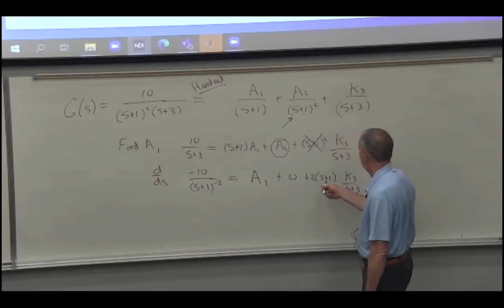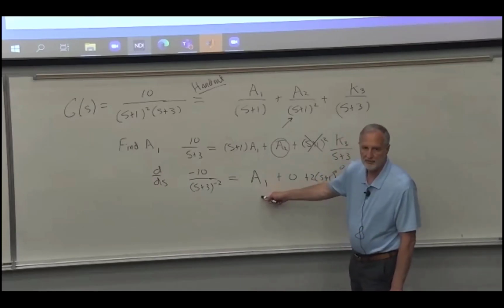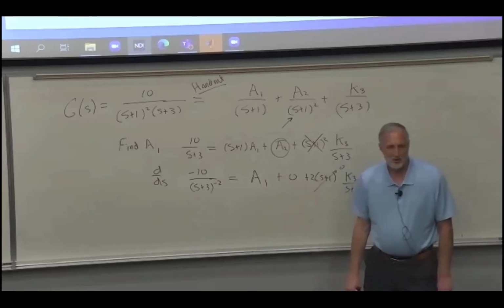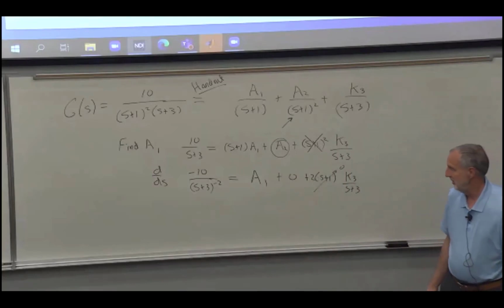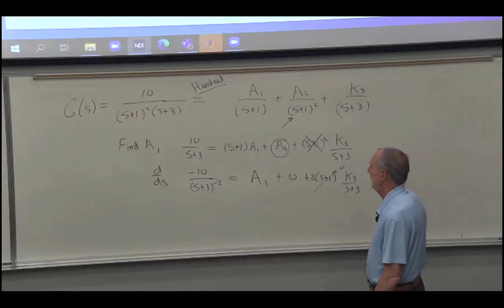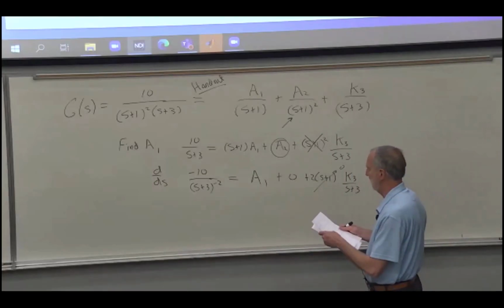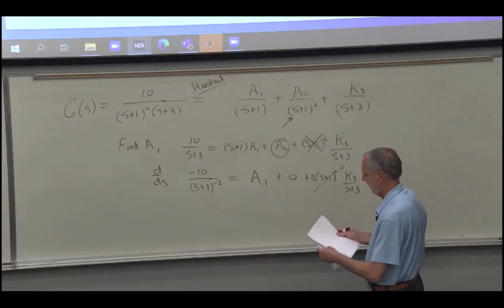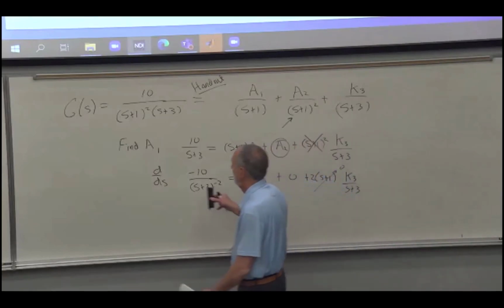And then if we let s go to -1, that gets knocked out, and we get A1. But that requires you to think a lot, doesn't it, and figure it out. If you get good at this, you can do that. But another way to do this is to multiply both sides by the whole deal. So let's go over to the other board to do that.